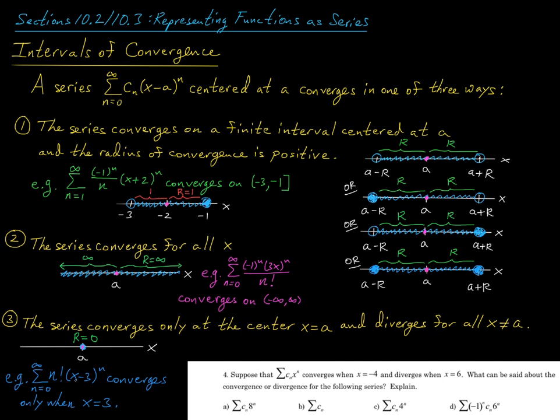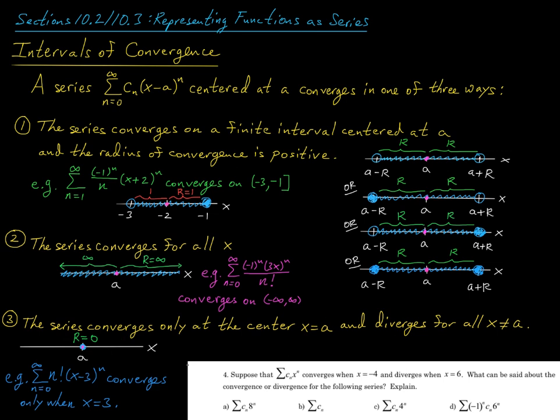But when I plug 3 in, I don't get a terribly interesting series. I'm just summing up a bunch of zeros. So I have convergence only at this single point when x is a. And if I deviate at all from a, then the resulting series is divergent. Note also here that the radius of convergence r is equal to 0.